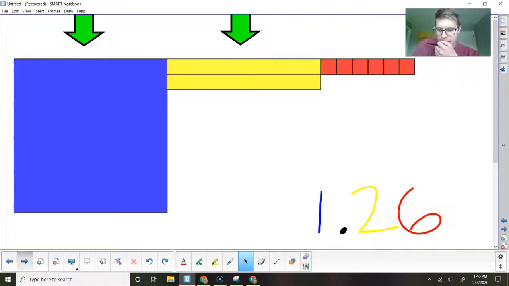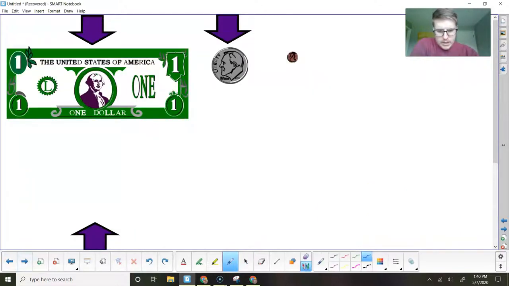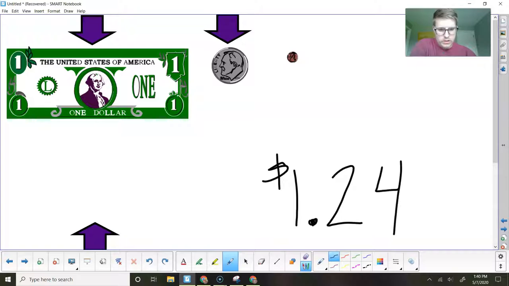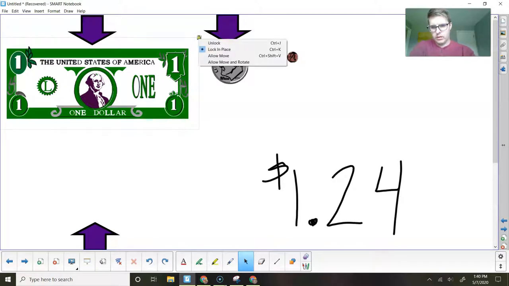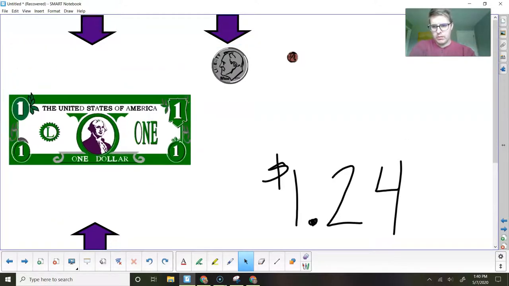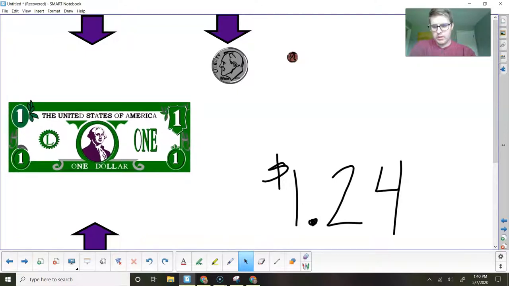So whenever you have money, let's just say you've got $1 and 24 cents. Let's look at this in terms of decimals. Okay? $1. You can see I've got a dollar bill right here. Sorry, I locked in place. I've got a $1 bill right here. That's one whole.